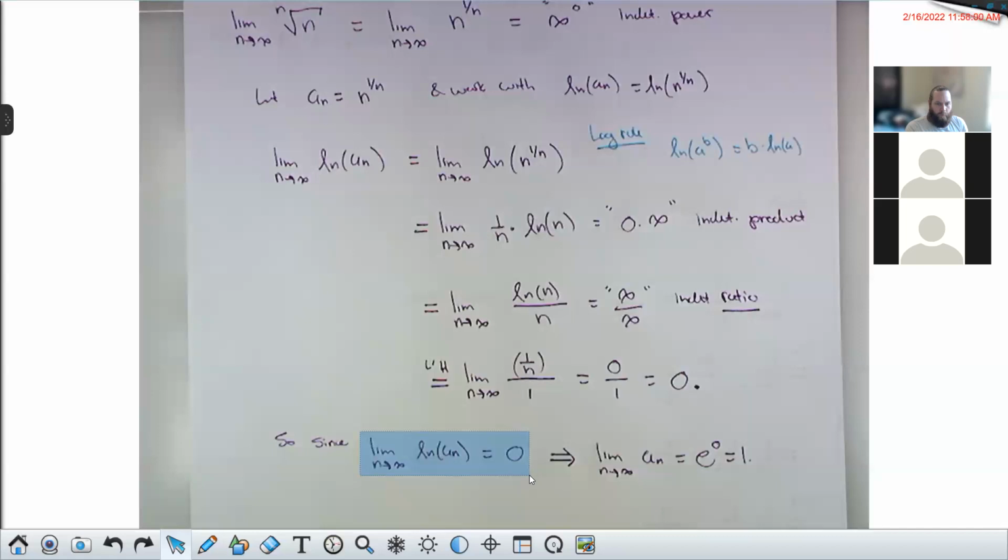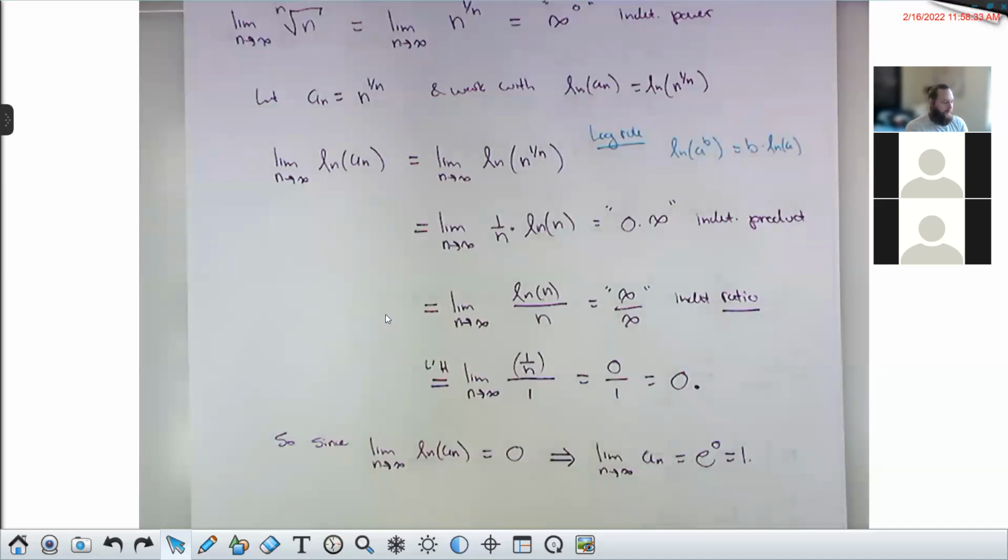Then the thing without the natural log is going to go to e to that number. If you want to be more formal about this, you can stick the limit inside the natural log and get natural log of limit of an equals 0. And then exponentiate on both sides. And get e raised to the ln of an equals e raised to the 0. And so the limit of the an's, you cancel the natural log with the exponential, and you get limit of the an's is e to the 0, which is 1. You get this expression.